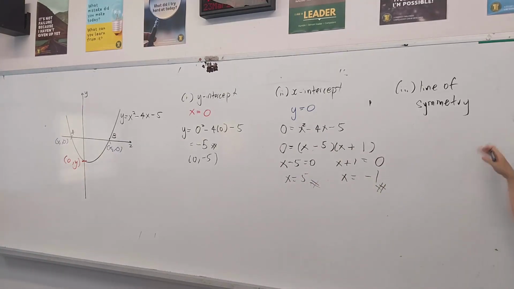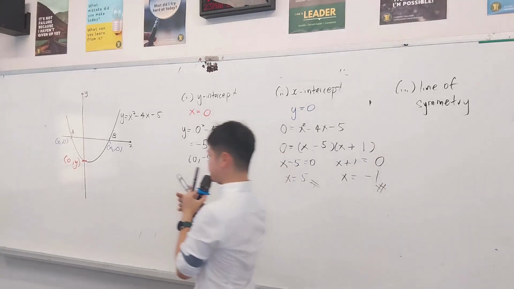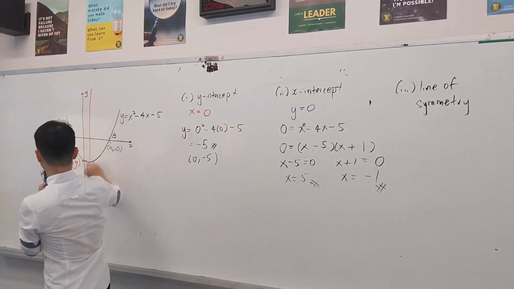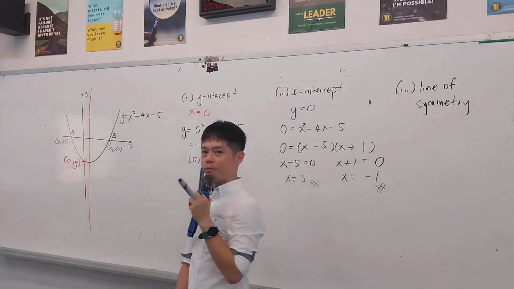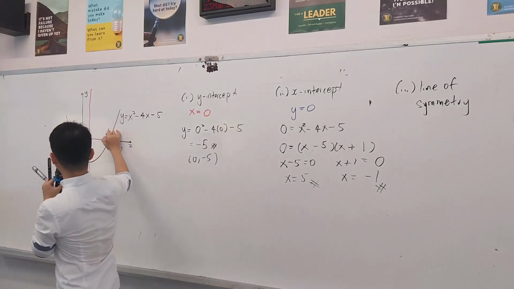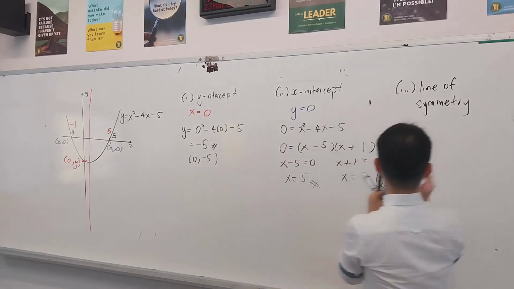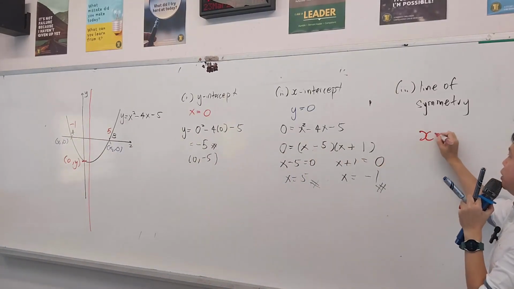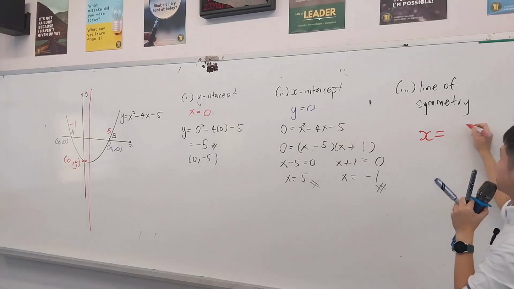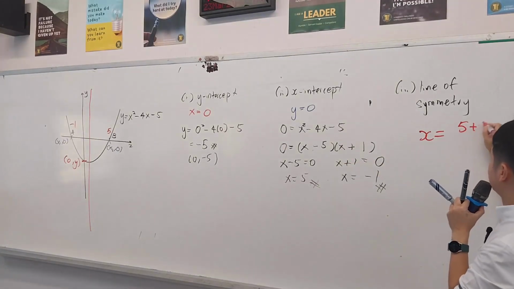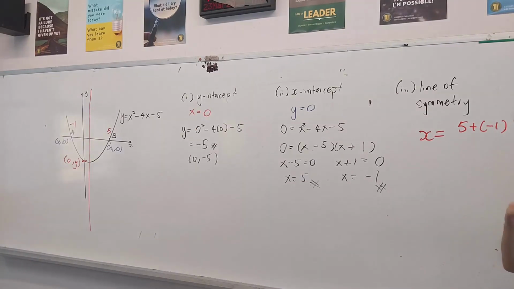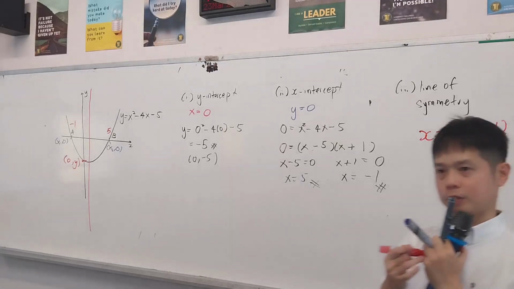Now, this is yesterday's lesson. How do we find the line of symmetry? We know that the line of symmetry is in the middle down here. How do we find this middle point? Now that we know that this is 5 and this is -1, how do we find the middle? Okay, so we will conclude. The line of symmetry is actually x equals, you add the two numbers up, 5 and -1, you add them up, and then you halve it, and that is the line of symmetry. Okay, that's all.